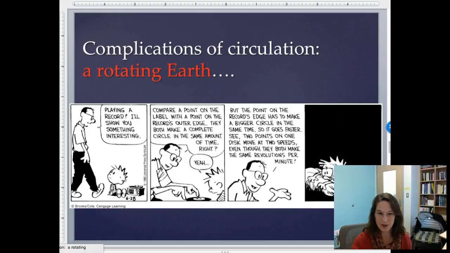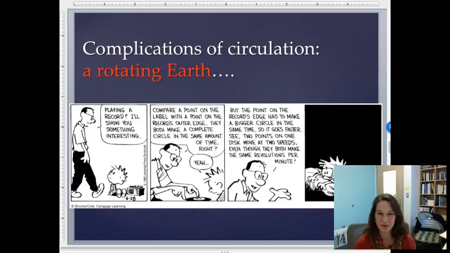Well, we also have this rotating Earth. So I'll let you read this for just a minute. This is a little Calvin and Hobbes cartoon. The dad comes in, Calvin's dad comes in and says, "You playing a record? I'll show you something interesting."